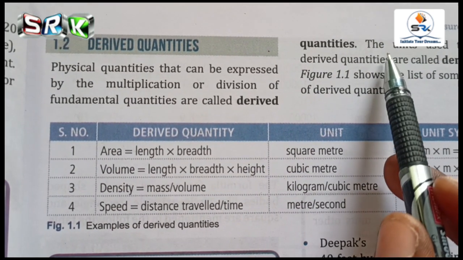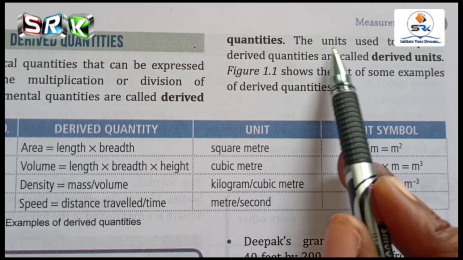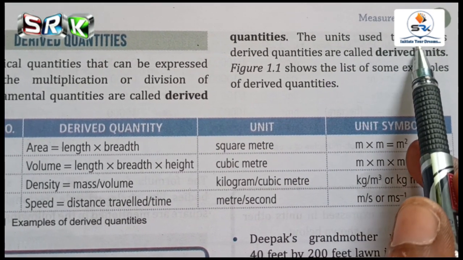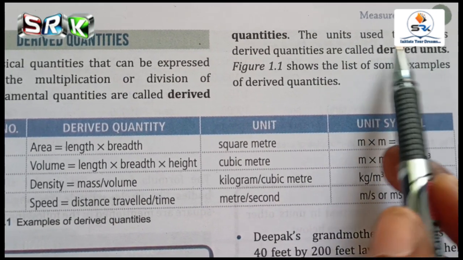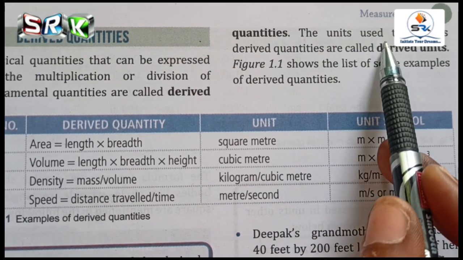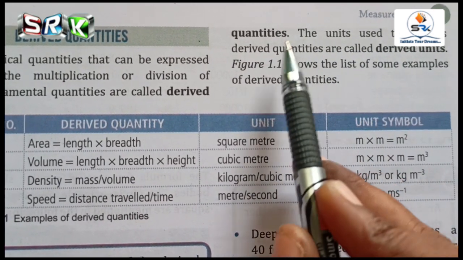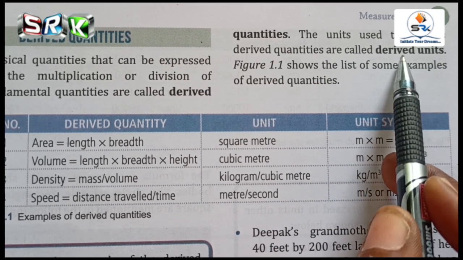Now we will see what is meant by derived units. The units used to express derived quantities are called derived units. So what is meant by derived units? The units used to express derived quantities are called derived units.